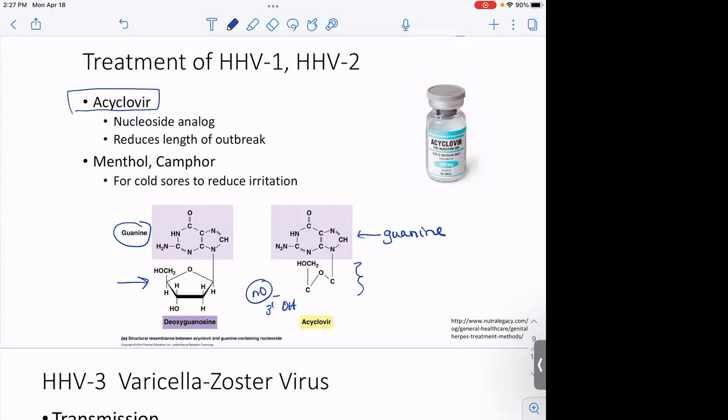So the acyclovir, this looks like it's injectable only, but it can also be given in pill form. It can be given as a cream, and it's supposed to reduce the length of the outbreak and maybe make outbreaks less common as well. For cold sores, there's not a lot, just over-the-counter stuff like camphor, menthol, just to reduce that irritation a little bit.